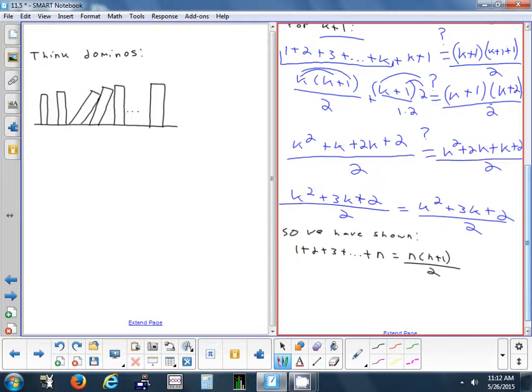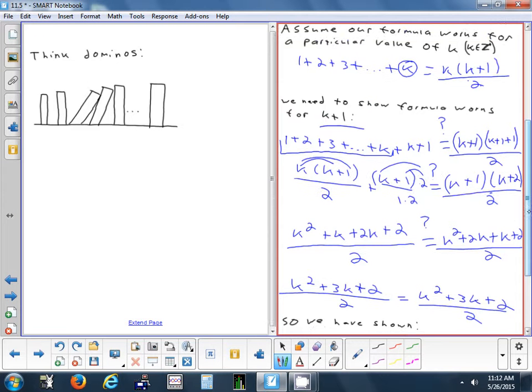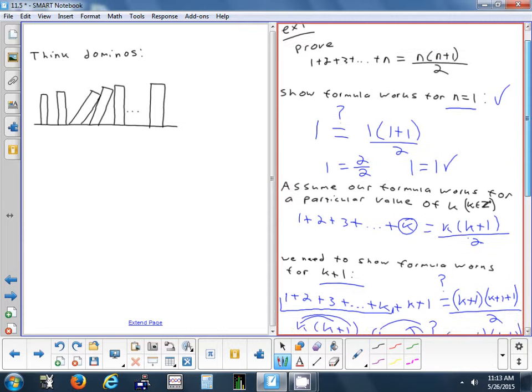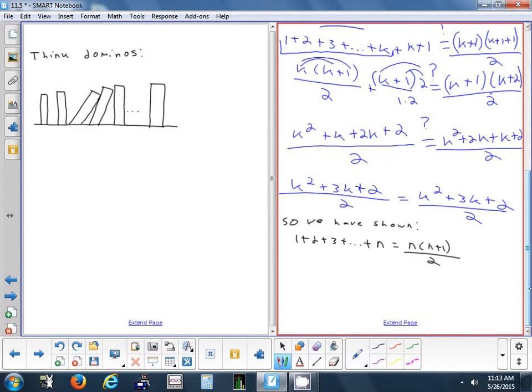But we'll try a couple more. What can happen though is if you try to FOIL this out, the algebra can start to get kind of messy. Depends on how complicated the original problem was. This one, it's no worse than a quadratic, but there are some that start to get a little worse. But the steps don't change. It's the same steps.